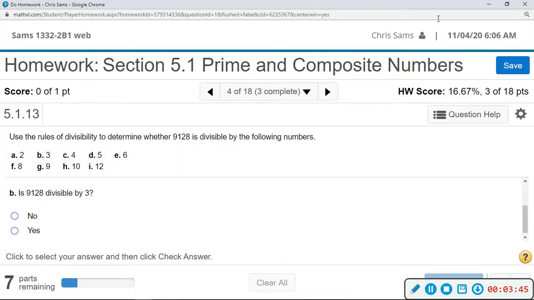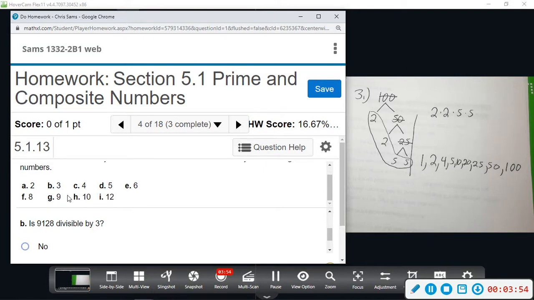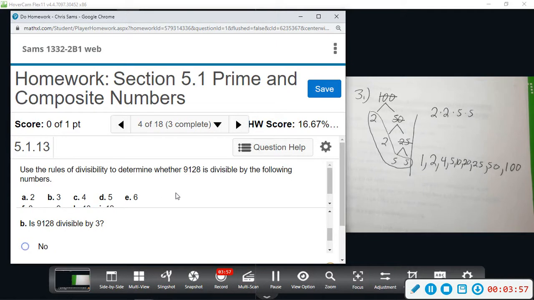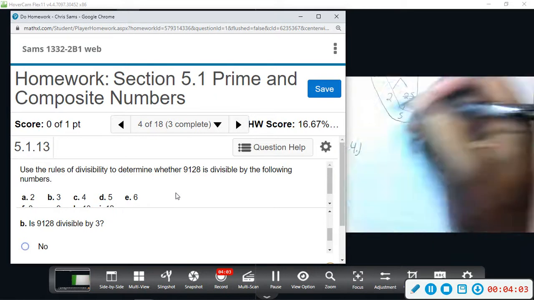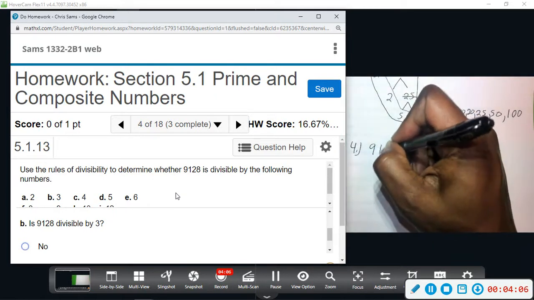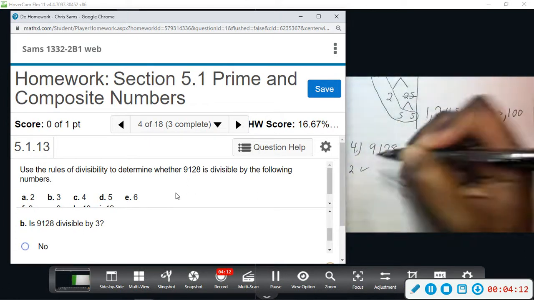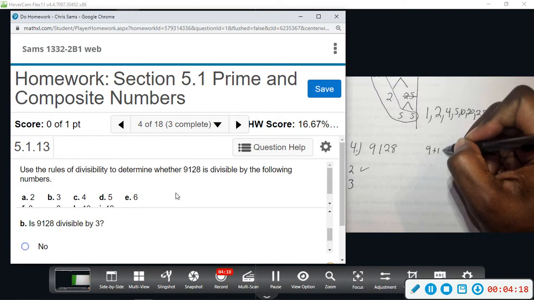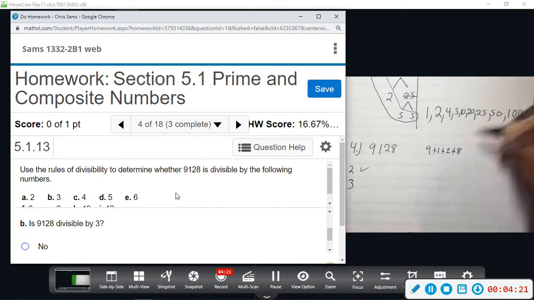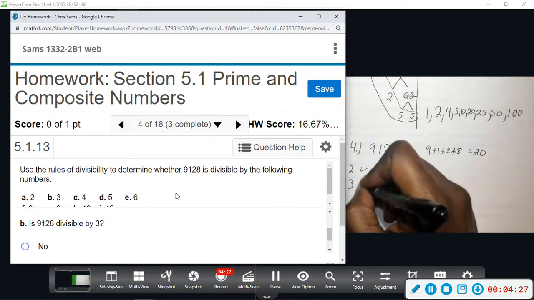Alright, is it divisible by 3? So let's actually go over. We're just going to go 2, 3, 4, 5, 6, 8, 9, 10, and 12. Okay, so let's just write this down: 9,128. And I'm going to say 2, check, 3. We have to add up the digits. So I'm going to say 9 plus 1 plus 2 plus 8. That's 10, that's 20. 20 is not divisible by 3, so not 3.